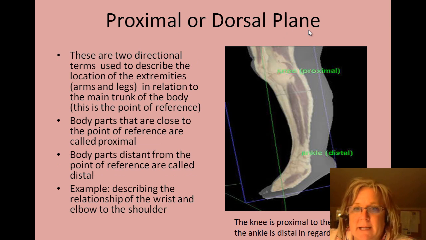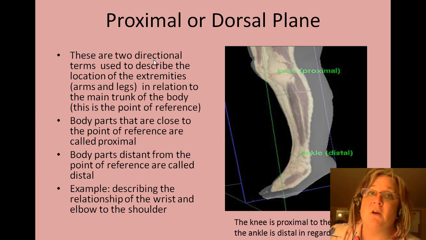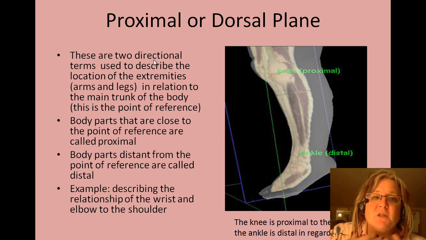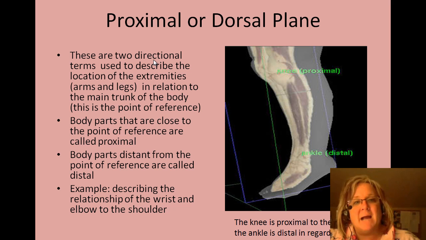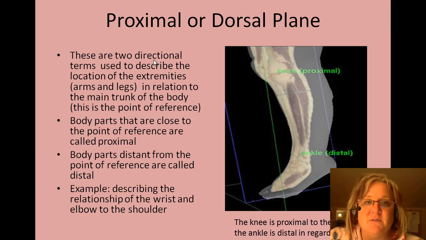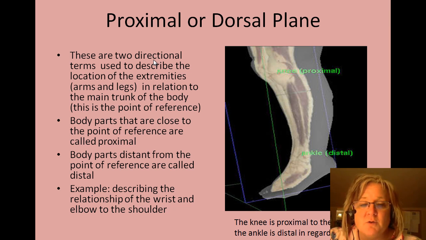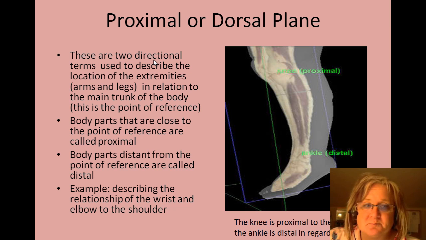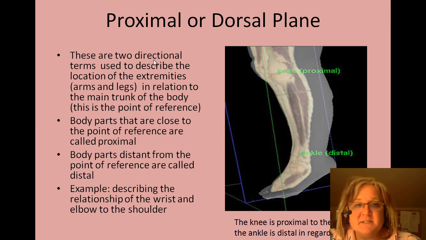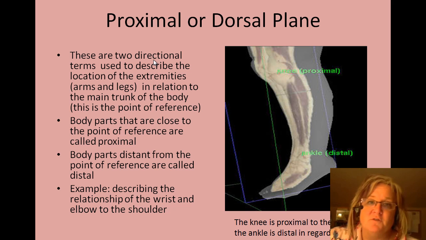Proximal or dorsal plane. It should be distal. So that's wrong. It should be proximal or distal plane. Those are two directional terms used to describe location of the extremities, like your arms and legs, in relation to the main trunk of the body. The main trunk is the point of reference. So body parts that are close to the point of reference are called proximal, and body parts that are distant from the point of reference are called distal.